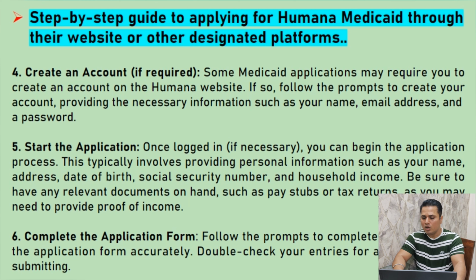Number five, start the application once logged in. If necessary, you can begin the application process. This typically involves providing personal information such as your name, address, date of birth, social security number, and household income. Be sure to have any relevant documents on hand, such as pay stubs or tax returns, as you may need to provide proof of income.